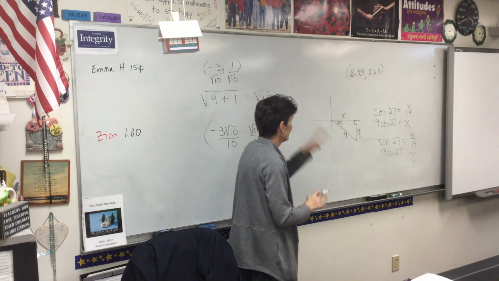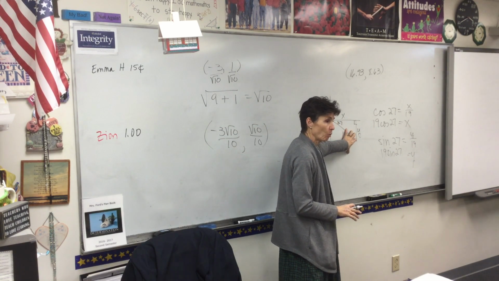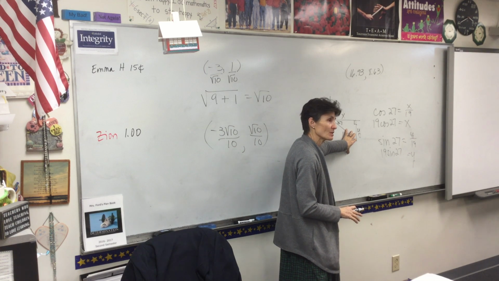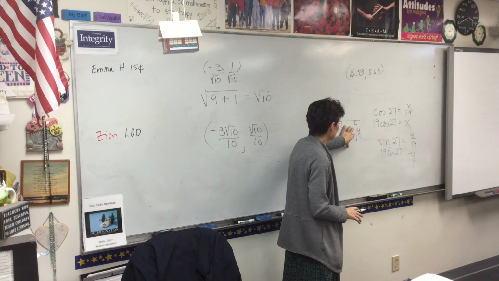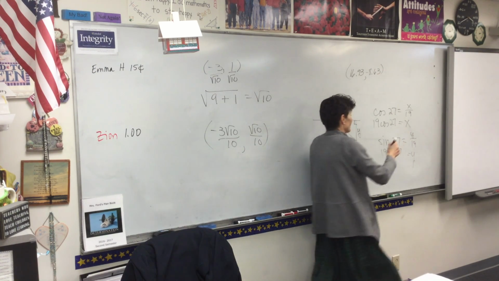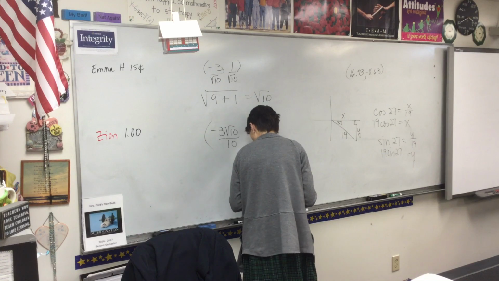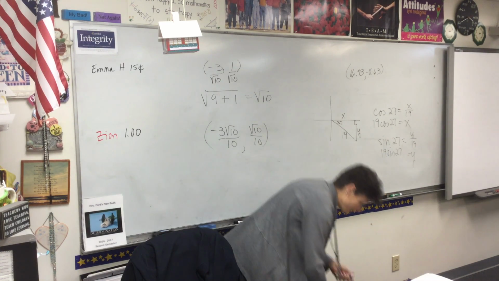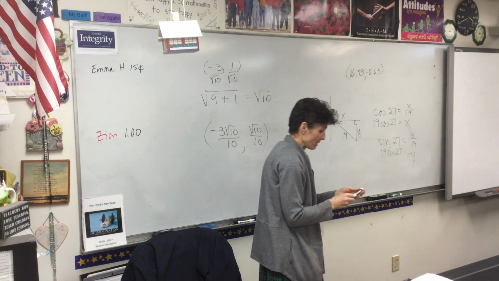And then at some point, whether it's at the end or the beginning, you've got to stop and say, look, I'm in quadrant 4. Something's going to be negative. So in this case, the negative would be the y. If you are not in quadrant 1, something's going to have to be made negative.